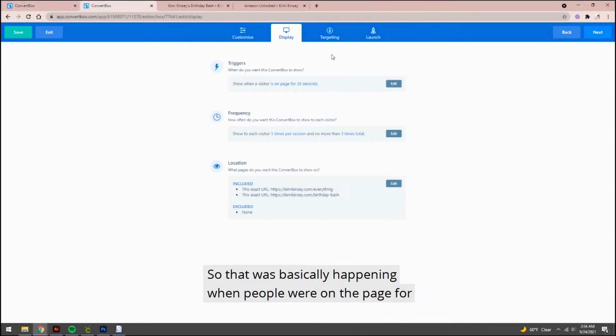So that was basically happening when people were on the page for 25 seconds. I didn't want it popping up immediately. I think that's a bit much. 25 seconds is a long time, but I also feel like people who are sitting on a page for a long time, which is quite common for me during the birthday bash and on my everything page where people are scrolling and reading a whole lot, 25 seconds ends up being not all that long.